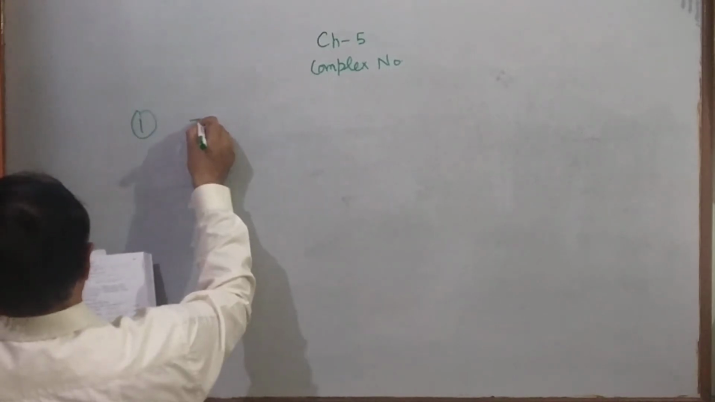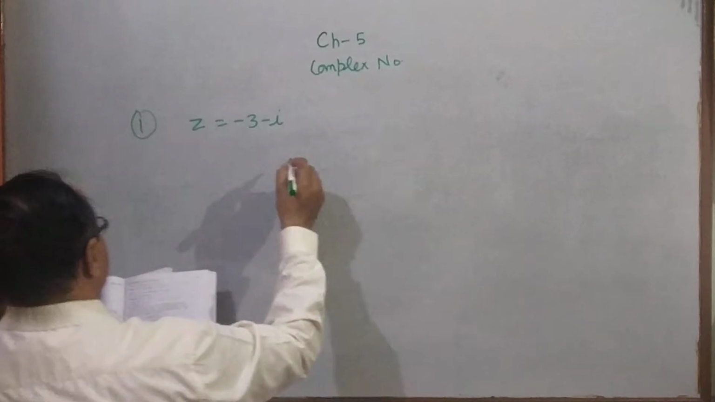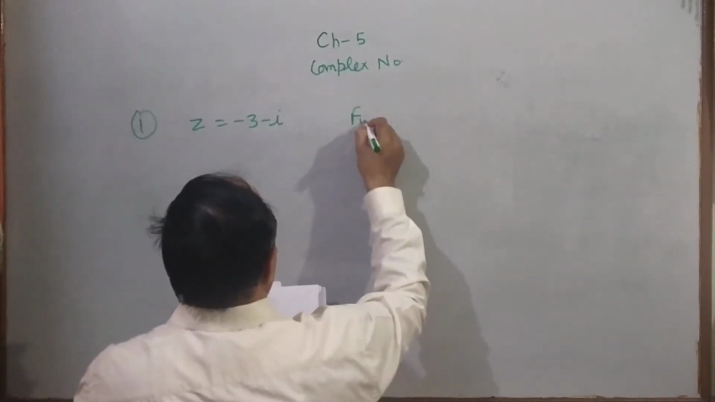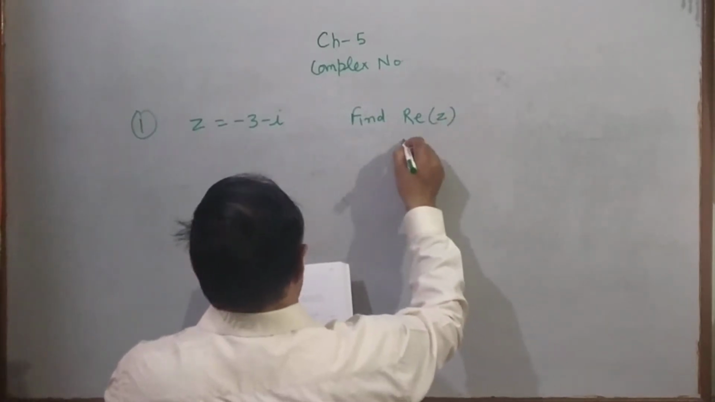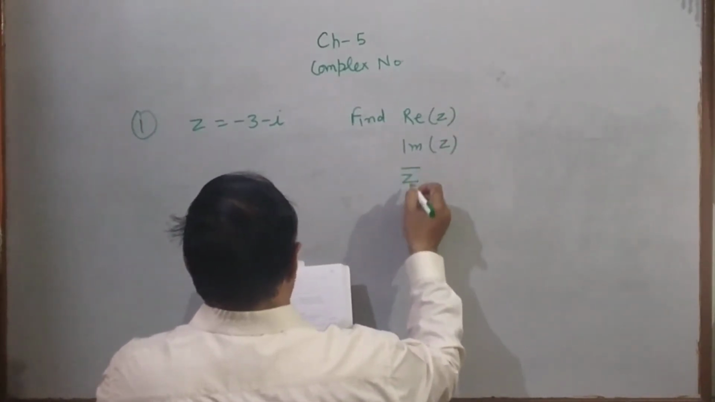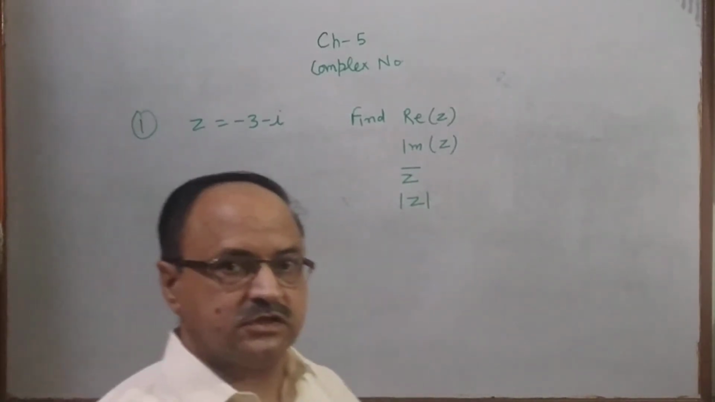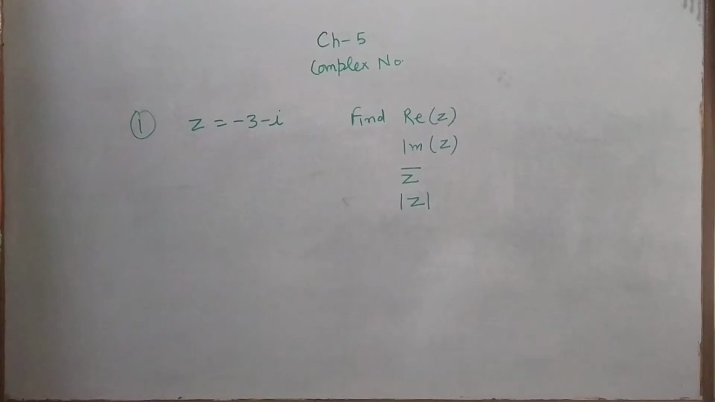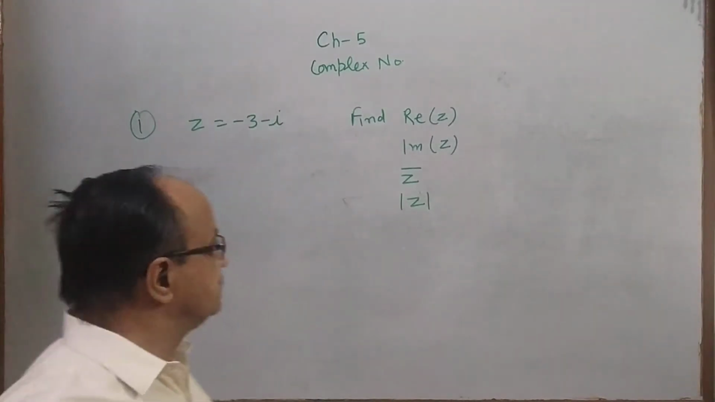Z is equal to minus 3 minus iota. Find the real part of Z, imaginary part of Z, Z conjugate and modulus of Z. This is question number 1.